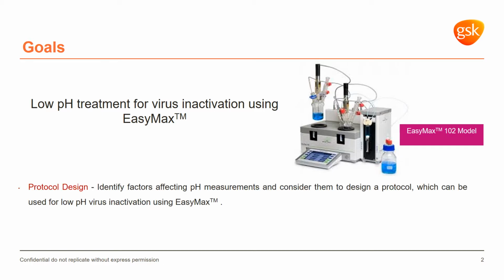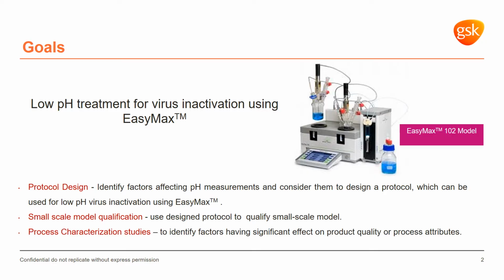We started with protocol design to identify all the factors that would affect pH measurements, and we considered them to design the protocol which can be used for our small-scale model qualification. We compared the results from the small-scale EasyMax system with our large-scale 2000-liter batches to qualify the small-scale model. And then we used the EasyMax system for process characterization studies that were used to support our stage 1 validation.